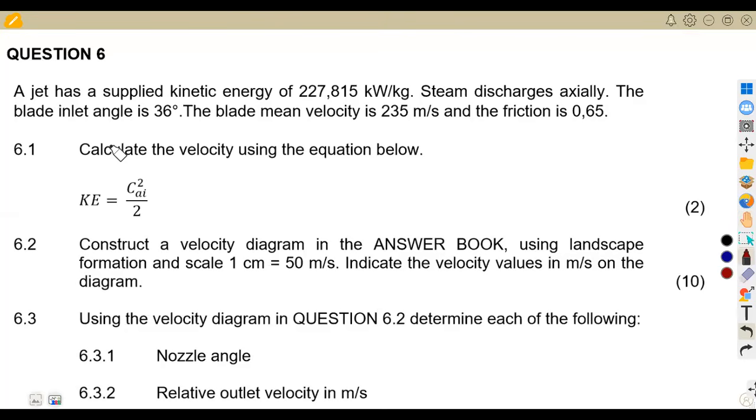Still working on our power machines and N5 revisions, working on the steam turbines. That is how to end up drawing velocity diagrams in this case. So considering the question paper of November 2020, we want to be talking about a condition where we are dealing with the steam discharges axially in this case, like what we are given here, that the steam discharges axially.